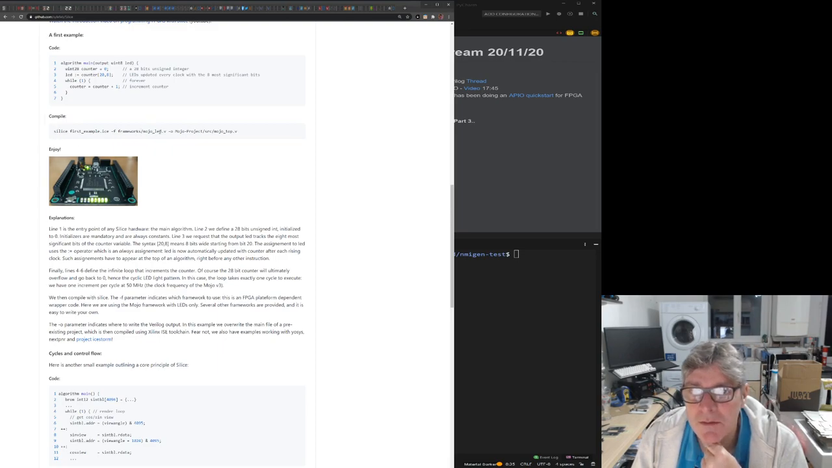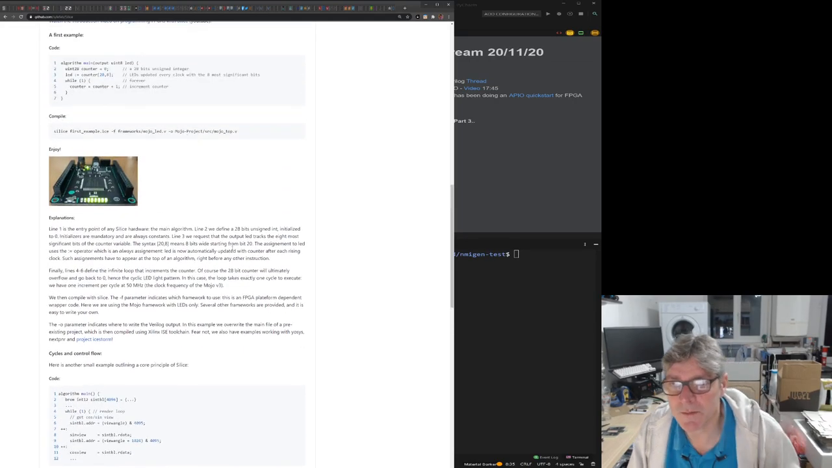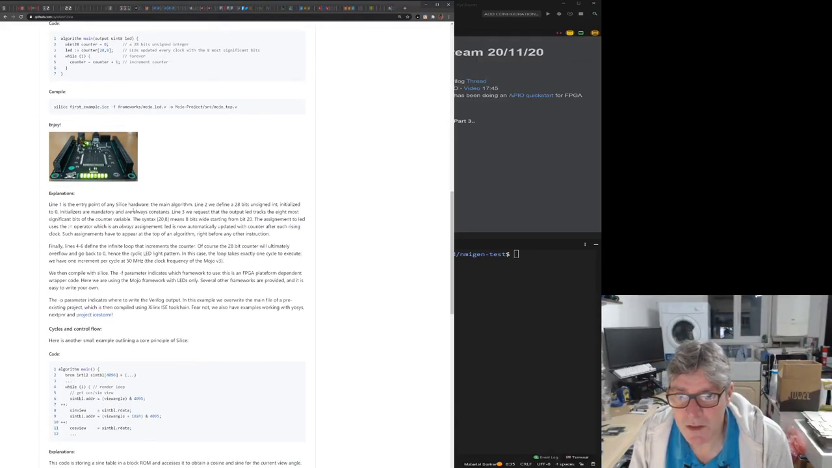Anyhow, compile Silice first example. Mojo LED dot v, Mojo project mojo dot top. Line 1 is the entry point of any Silice hardware, the main algorithm. So it is main. Line 2, we define a 20 bit variable initialized to zero for the count. Here we go. The assignment to the LED uses the colon equals operator, which is an always assignment. So basically it's a synchronous assignment. It is now automatically updated with count on the rising edge of each clock. Such assignments have to appear at the top of the algorithm right before any other instructions.